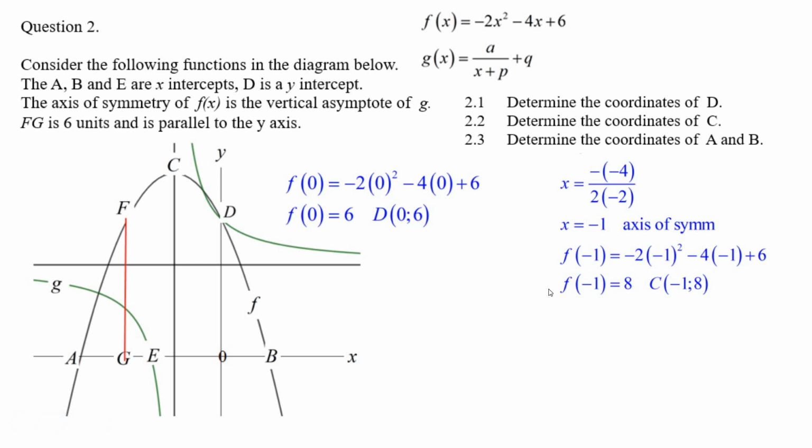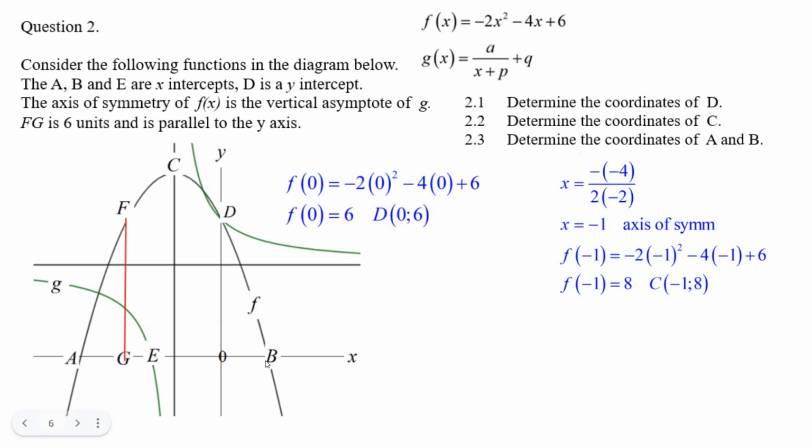Now, how do we find the y-coordinate? We take the 1 and we put it back into the function in our calculator, and we get 8. There it is. C is 1 and 8. All done. Now, the next part, what are the coordinates of A and B?